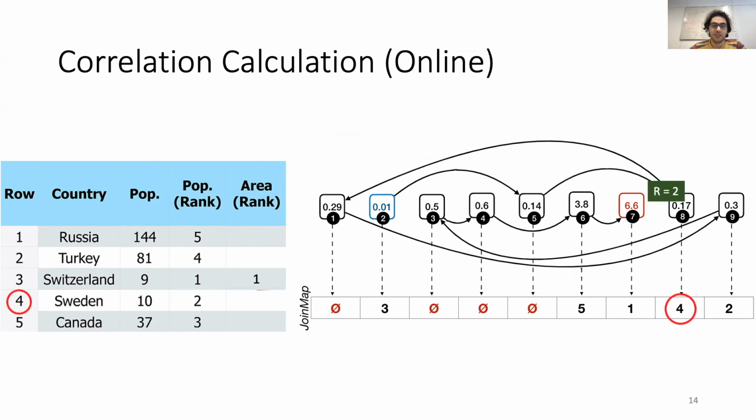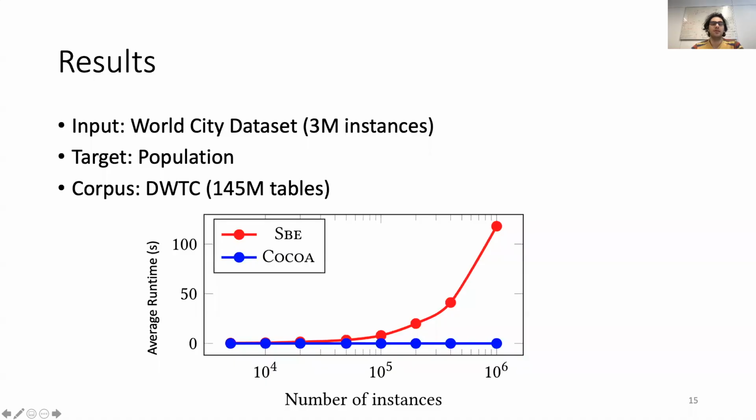COCO traverses through the index once and obtains the ranks in linear time. And obtaining these ranks, now we can calculate the correlation in linear time. We conducted 4 sets of experiments, and we're reporting 2 of them here. In the first experiment, we used World City dataset with 3 million instances as the input dataset and the population column as the target column. We leveraged EDBT as a corpus of tables here.